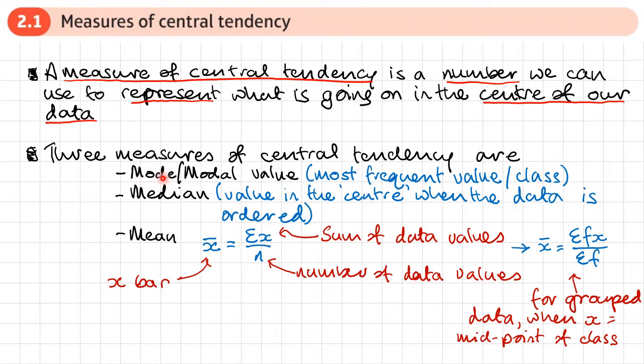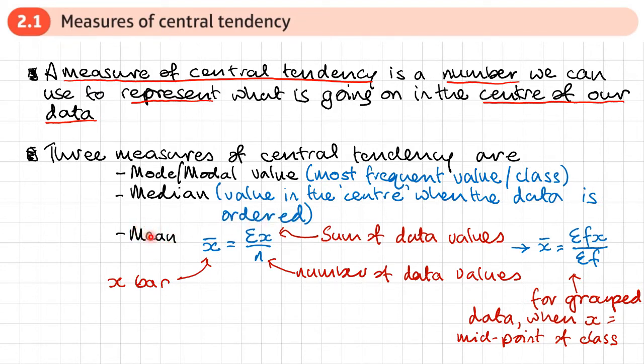They are the mode or the modal value, so this is the most frequent value or the most frequent class with the highest frequency. The median, so this is the value that's in the center when the data is ordered, normally from smallest to largest.